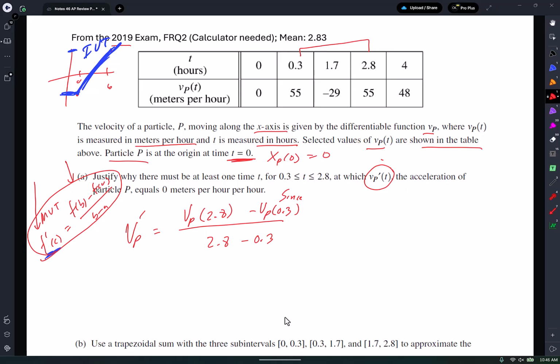But before I use it, I've got to state what? Make sure you state that first. V of P is continuous. All right, here we go. V of P at 2.8, what is it? Or V of 2.8. 55. V of P at 0.3.